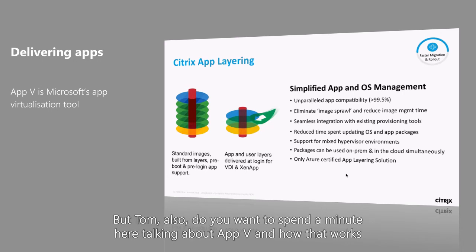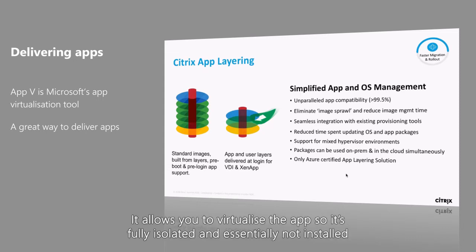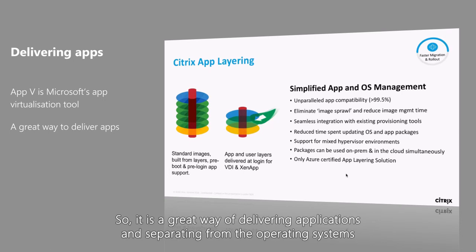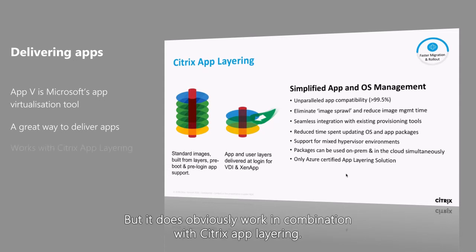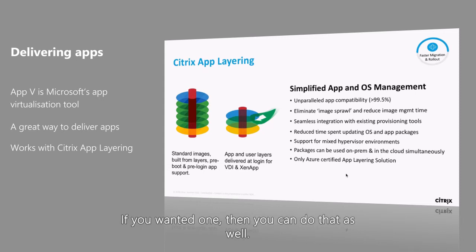Tom, could you spend a minute talking about App-V and how that works with this? Yeah, so App-V is Microsoft's app virtualization tool. It allows you to virtualize the app so it's fully isolated and essentially not installed on the VM. It is a great way of delivering applications and separating them from the operating system and thus the VM. It does work in combination with Citrix app layering, so if you wanted the combination of both, you can absolutely do so. If you wanted one, you can do that as well.